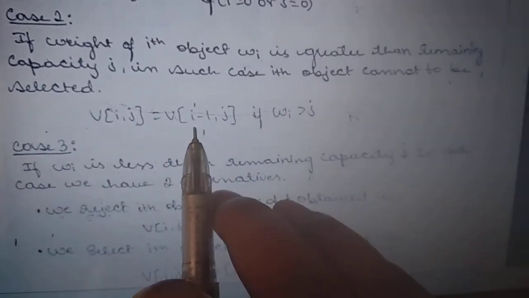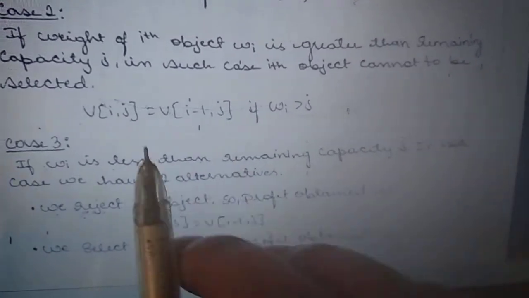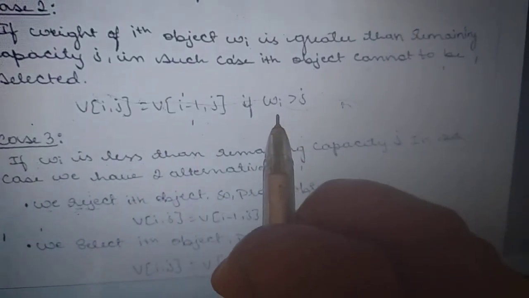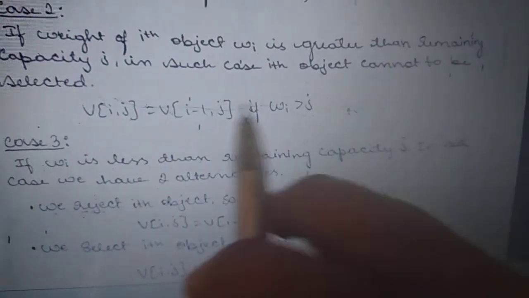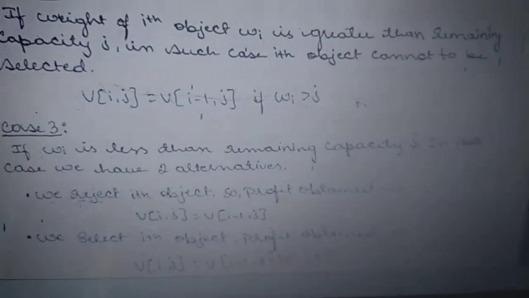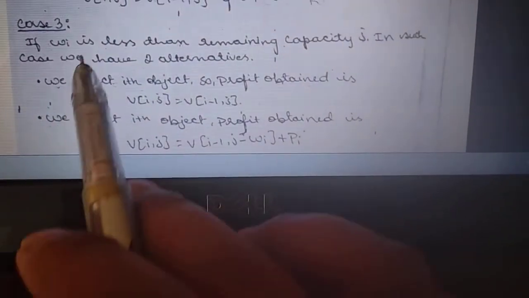You have to just reduce the object and then take the capacity. That particular object cannot be selected because W of I is greater than j for that particular case. So you have to do V of I minus 1 comma j. This is the second case. Next I'll come to the third case. This is very, very important.